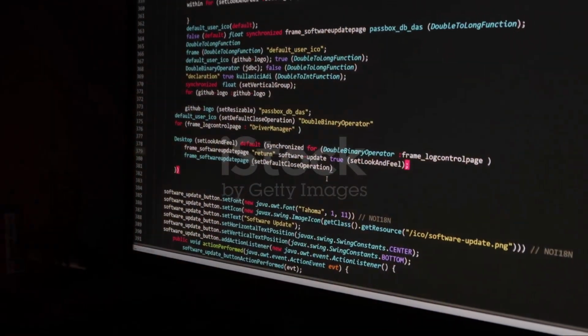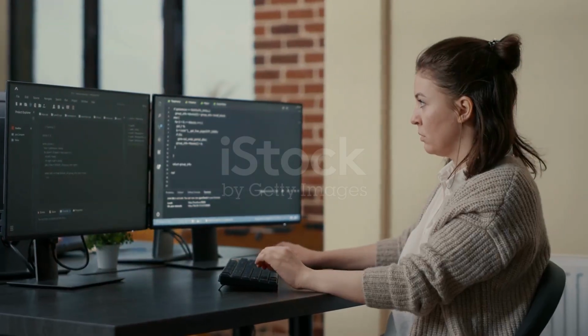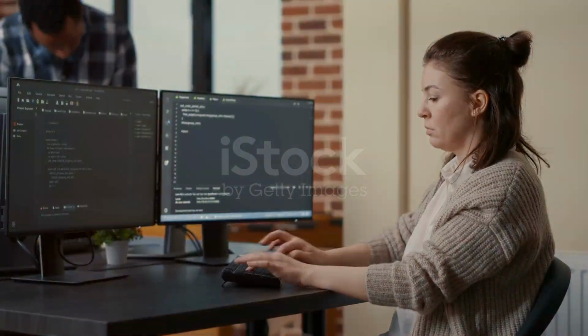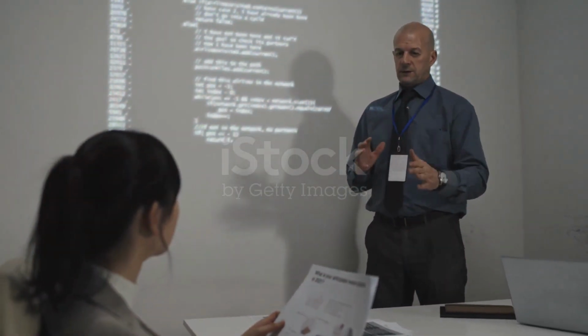So, the next time you sit down to write some Python code, think about PEP 8. It's not just about rules and regulations. It's about writing clean, readable, and maintainable code. And that, my friends, is the beauty of PEP 8.